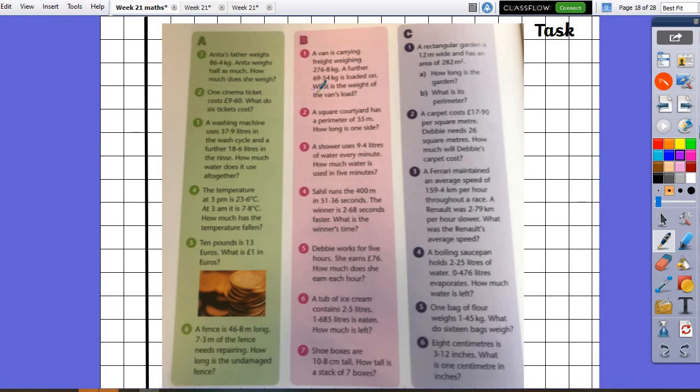So here's your task today and all your questions. Have a go, start on A and work your way through. Off you go, guys.